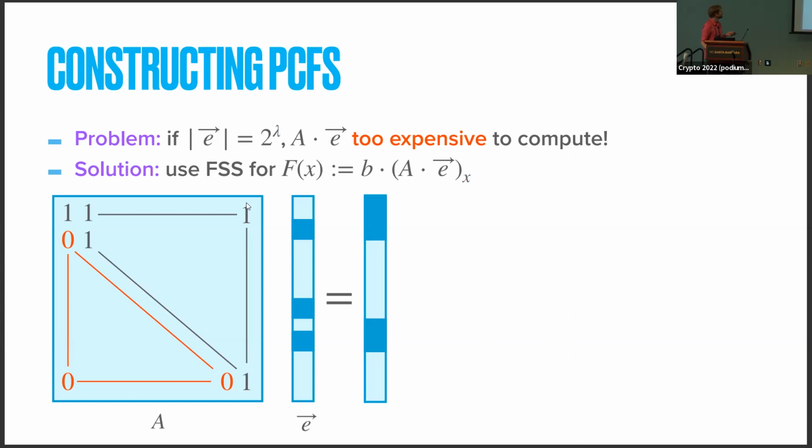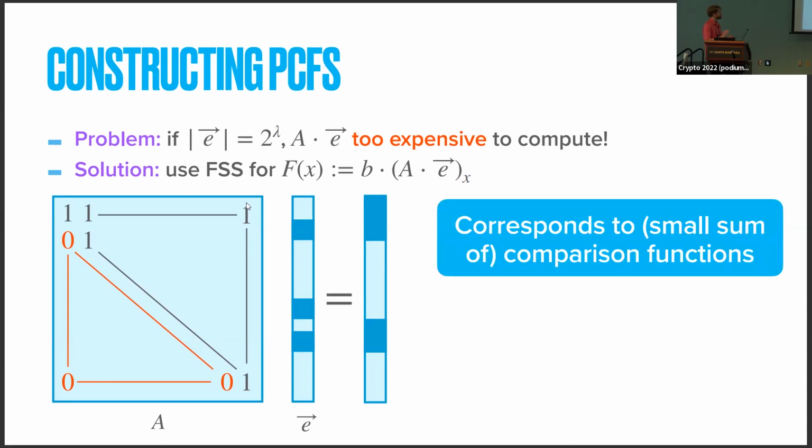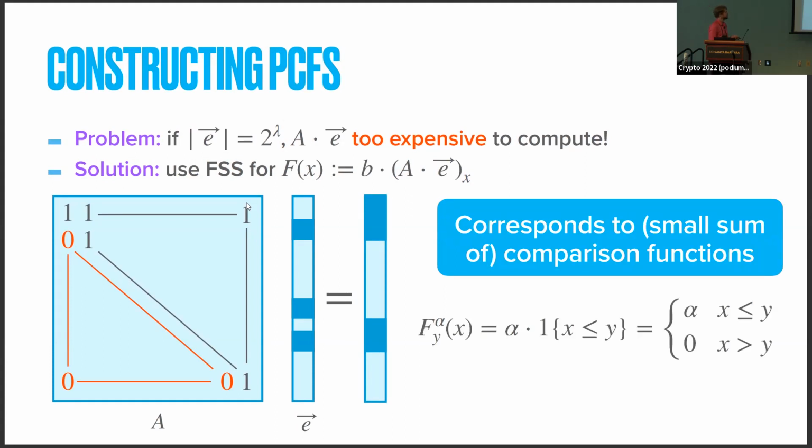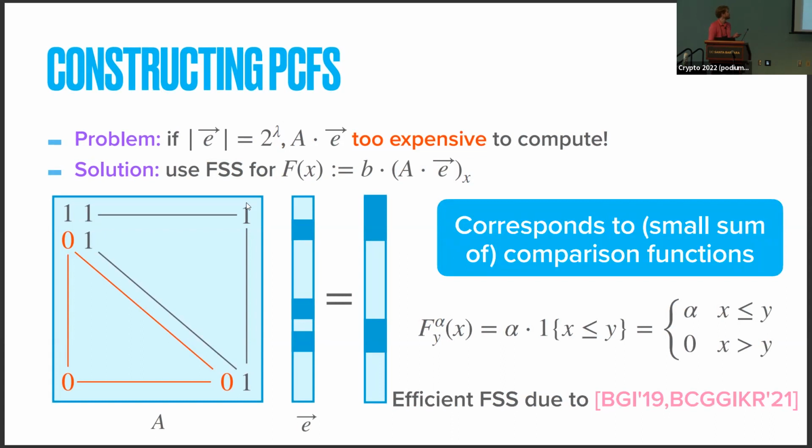It's some sort of vector which looks like this, which we could think of as an interval function or a small sum of what I'll call comparison functions, which are just functions that take a non-zero value below a certain cutoff Y, and then are 0 above the cutoff Y, or even the inverse of that. And fortunately for us, there exist efficient FSS schemes for these sorts of comparison functions. We can actually even use a relaxed variant, because one of the parties, Alice, gets to know the value Y, so this allows some savings. But essentially, we can do function secret sharing to get a full PCF construction.